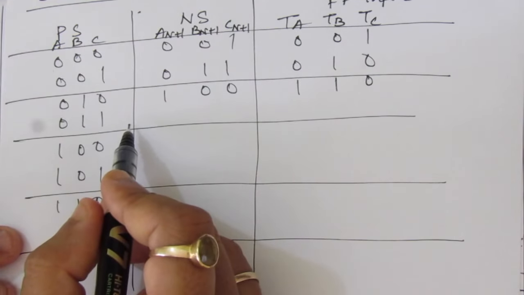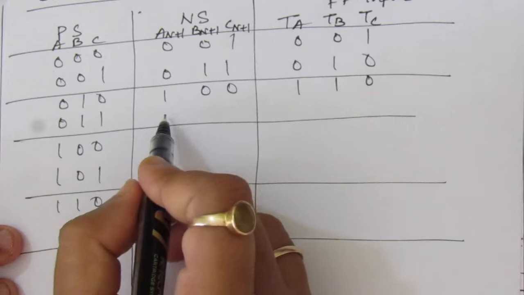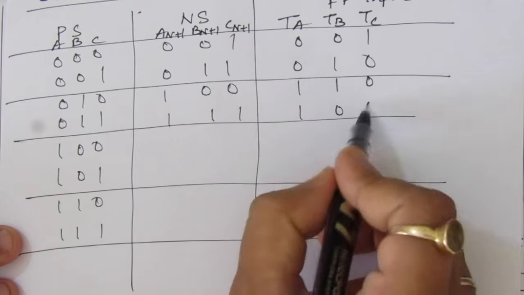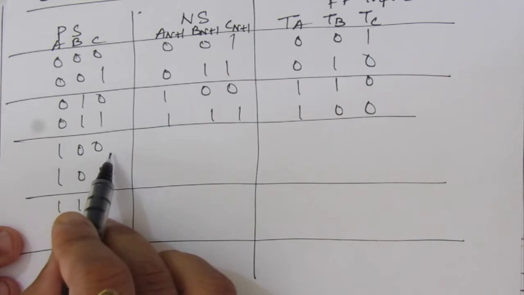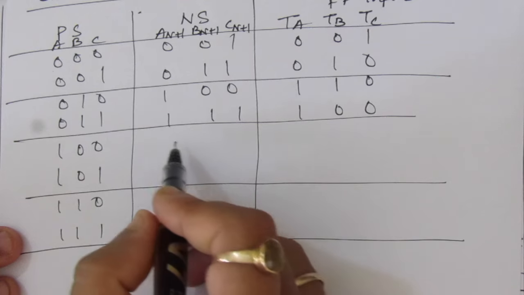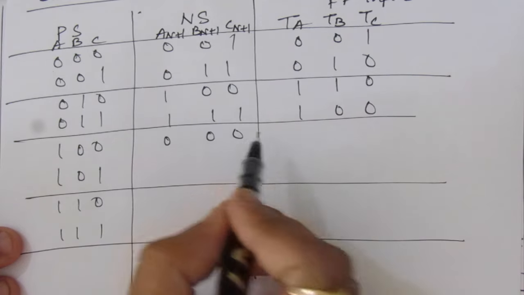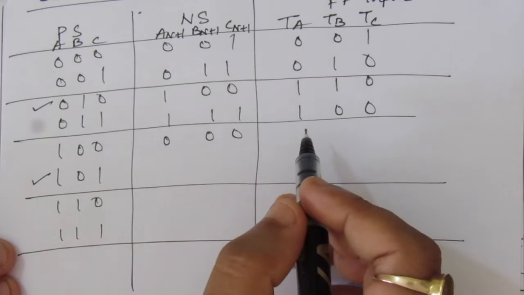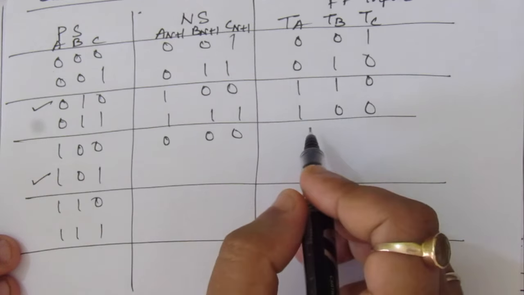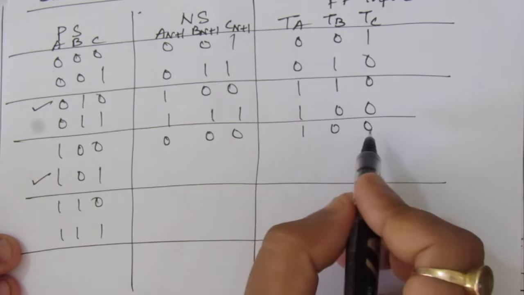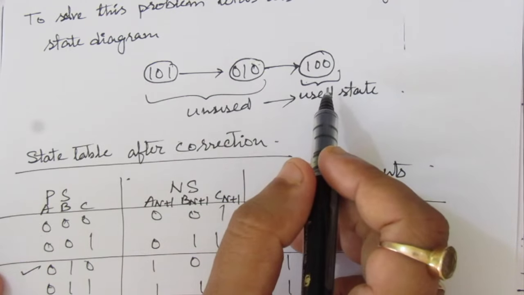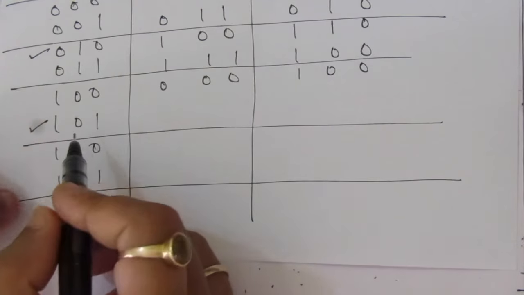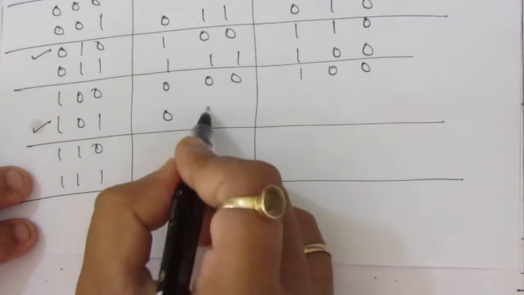Next we have 0, 1, 1. As per the given question, from 3 it will go to 7, so 1, 1, 1. Here we have already found 1, 0, 0, so from 4 it will go again to 0, so it is 0, 0, 0. Except these 2 and 5, all the remaining rows will be the same. So here we'll have 0, 0, 0 and here 1, 0, 0. From this state diagram we can say that from 1, 0, 1 it will go to the next state 0, 1, 0.